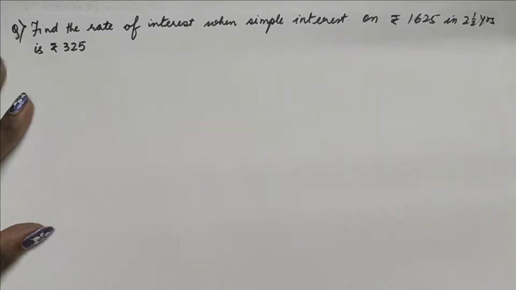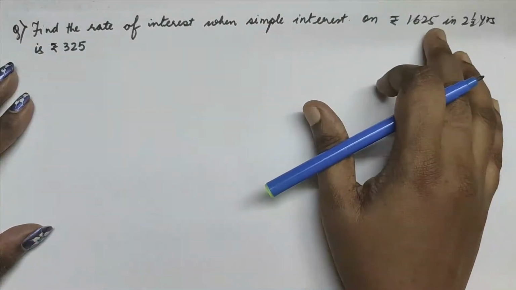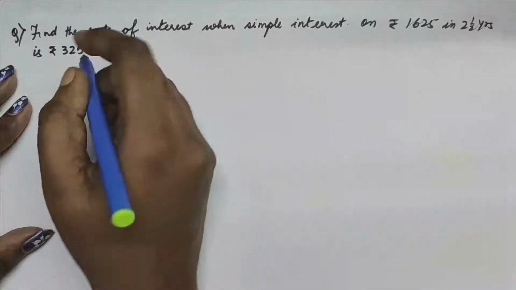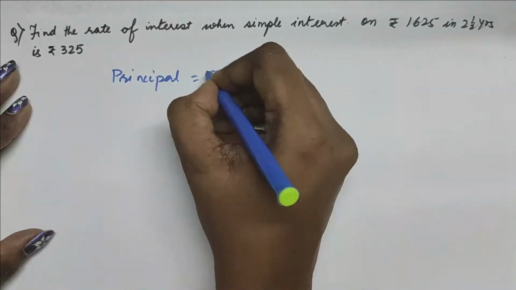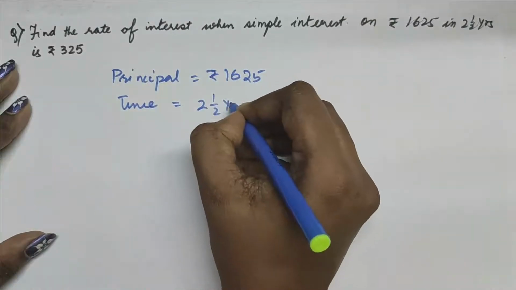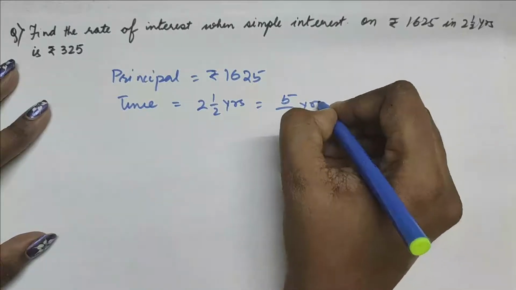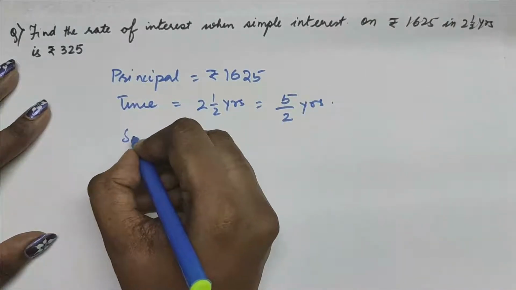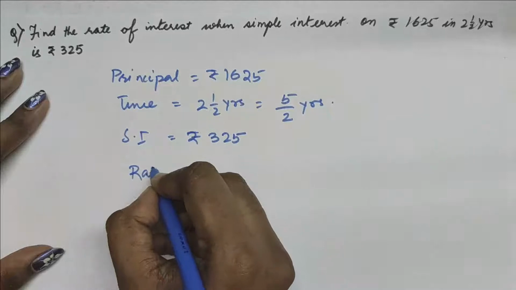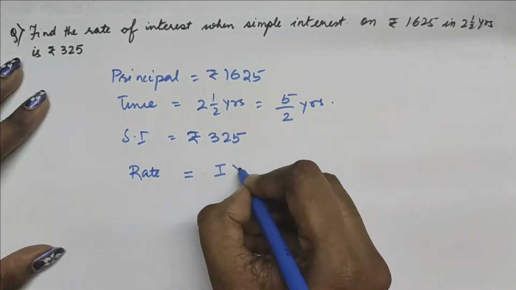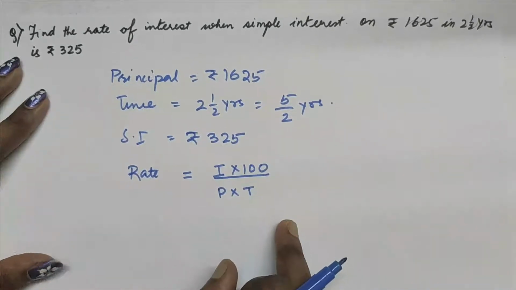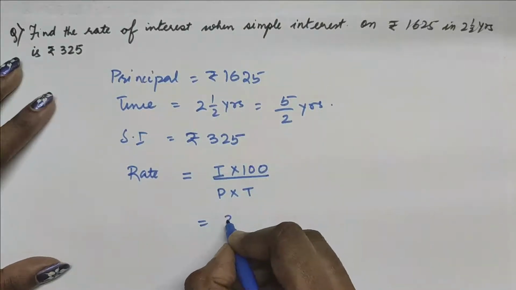Moving to the next question: find the rate of interest when simple interest on 1625 in 2.5 years is 325 rupees. So again, principal given is rupees 1625. The time given to us is 2.5 years, which I am converting and writing in improper form. And then simple interest is rupees 325. So here we have to calculate the rate of interest. So here the formula will be I into 100 by P into T.